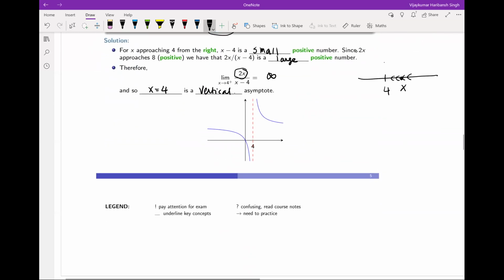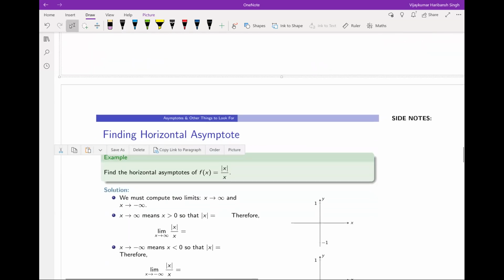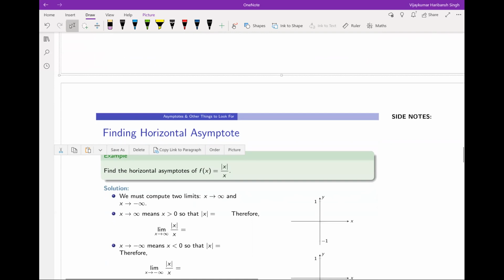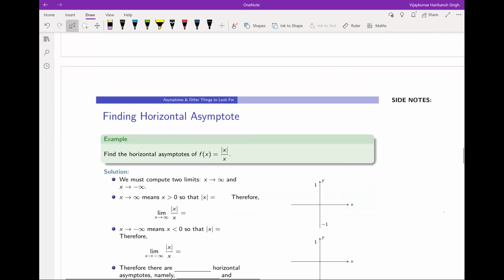So let's look at the next problem now. Finding the horizontal asymptote for f of x equals absolute value of x over x. Now in this case, if you try to draw the graph of this function, you will notice that at 0 it is not defined. However, when x is greater than 0, absolute value of x becomes x, so x over x is 1, and when x is less than 0, the absolute value of x is minus x, so minus x over x, which is minus 1, my bad. So when you draw this, the graph actually looks like this.